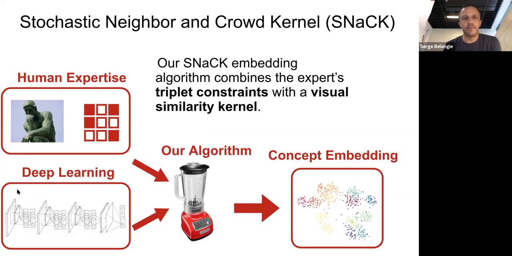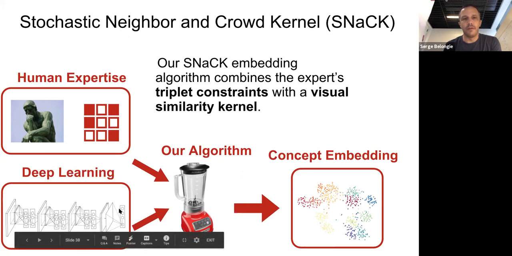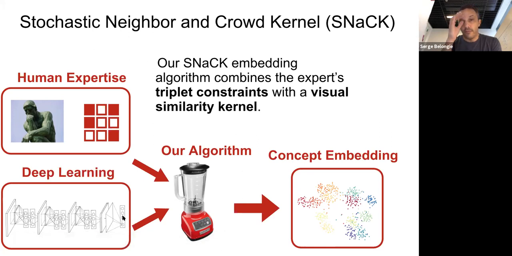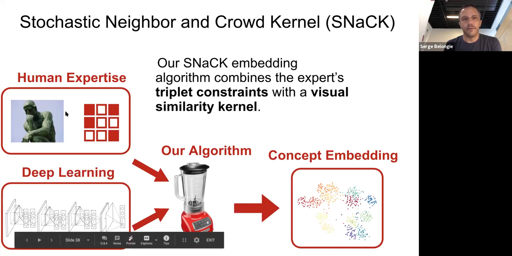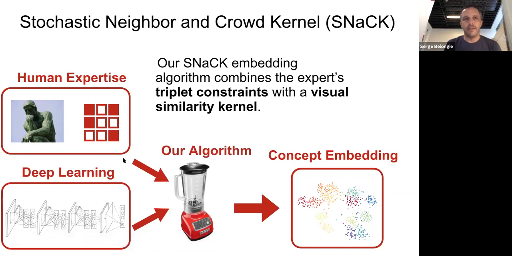So with T-SNE, you would take your set of food images in this case, run it through a deep architecture, get out the 1,000-dimensional vector, and run T-SNE on it to get an embedding that looks like this. So if we ignore the human expertise pathway at the top, it's really just about extracting high-dimensional embedding vectors, running this dimensionality reduction technique, and observing the low-dimensional embedding. In the case of SNAC, we bring in the crowd kernel, the human expertise.